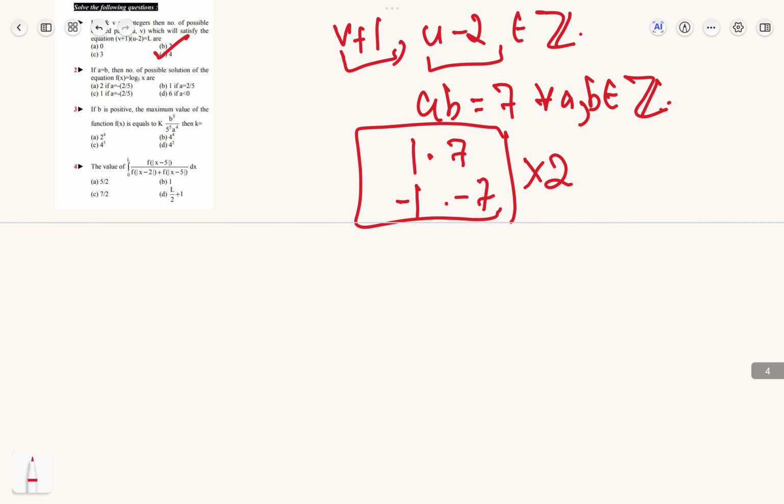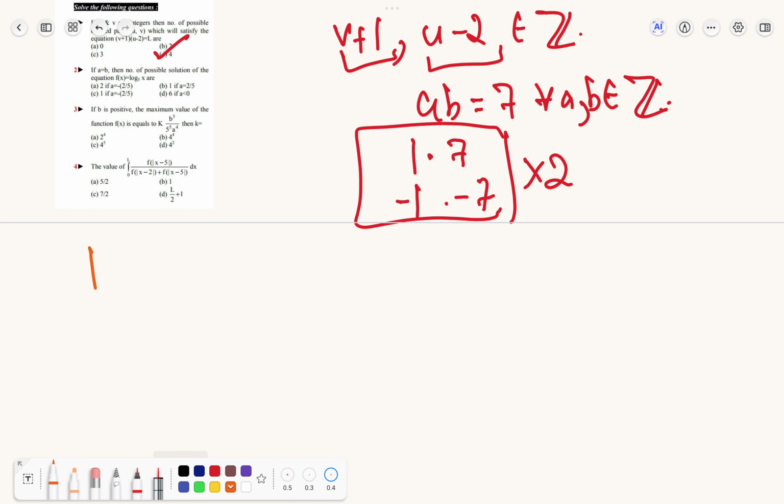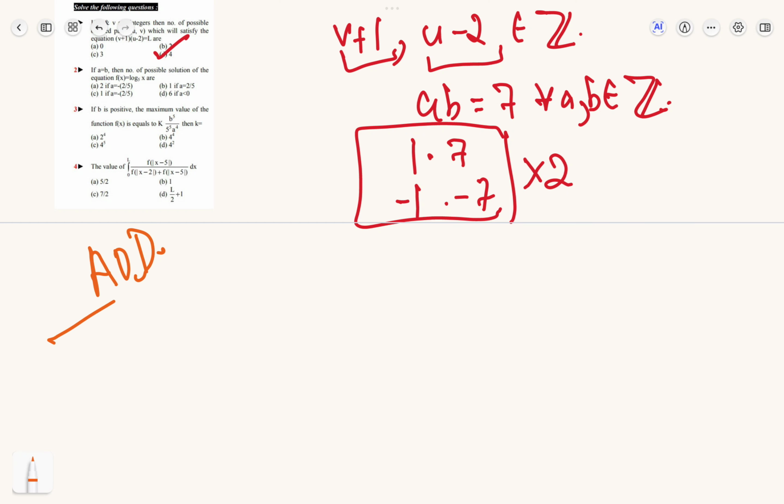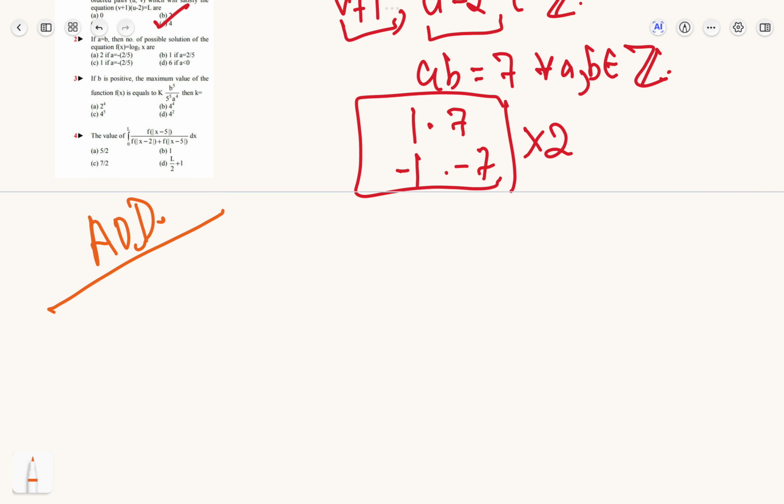Okay, next question. Next question is a really good part. It uses AOD, so that is a good concept question. So if a is equal to b, then the number of possible solutions of the equation f(x) is equal to log power 5 x. Okay, so let's move forward.